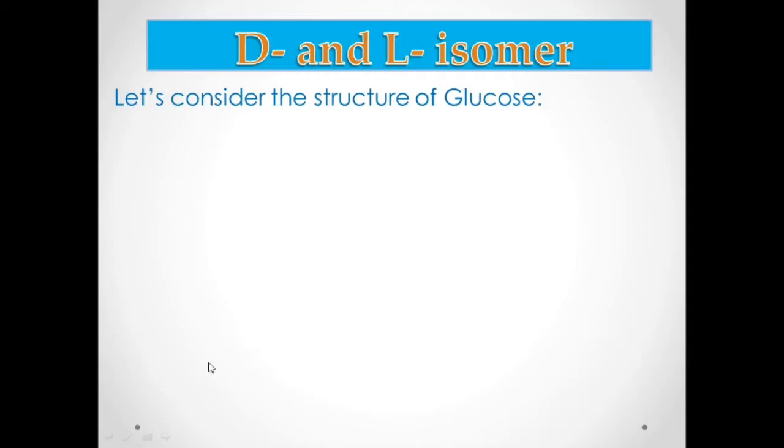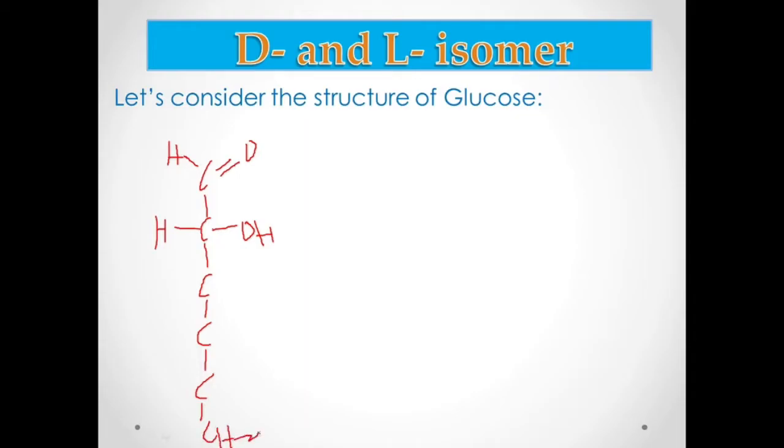Okay, let's consider the structure of glucose. I will write the structure of glucose here. So glucose is actually an aldehyde monosaccharide. It belongs to the aldehyde monosaccharide group. Okay, so it is a monosaccharide that contains 6 carbons. So it is an aldose, and at the same time, it is also a hexose. So therefore, combining that, it is actually an aldohexose.